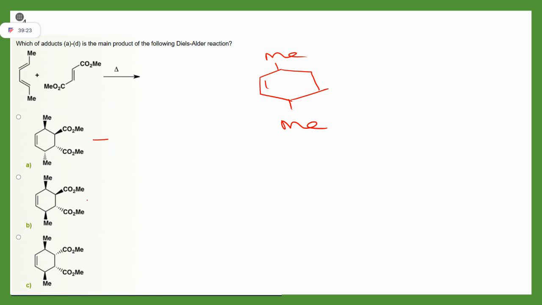Yes, trans is there, but this option gets eliminated because the CO2Me is in this option. So you can eliminate this option. Now, among options A and B, which is correct? Obviously, B is correct. Option A will get eliminated. Why? Because these two methyls are on a line. The things which are on a line should have the same stereo, right? So this is your main product among all these options. Understood?